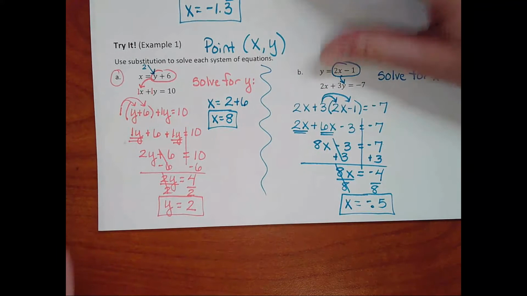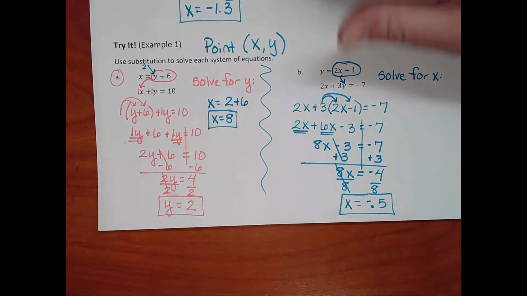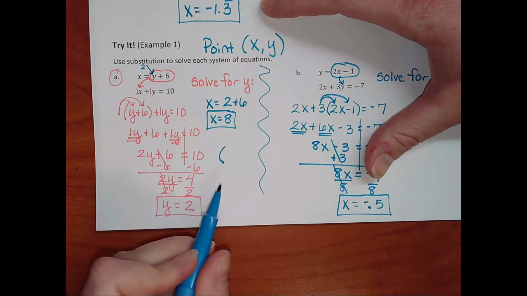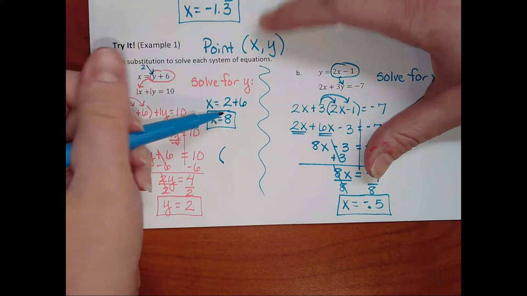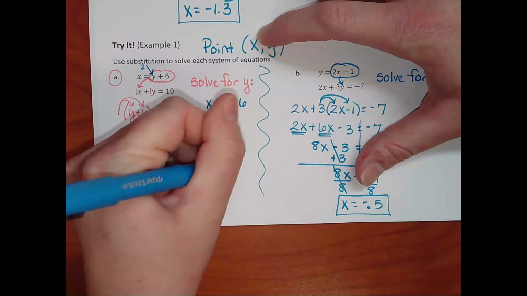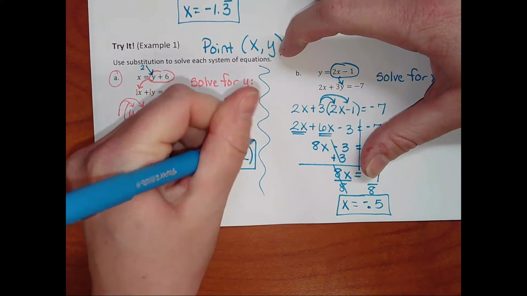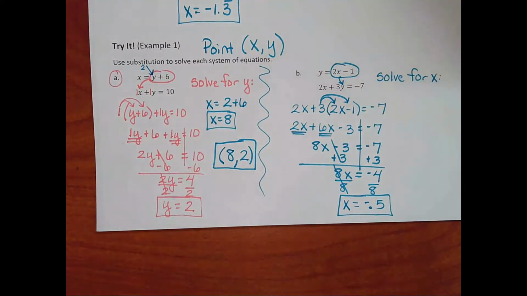When you write your answers, or when you type your answers into GoFormative, you're going to have to put them in as a coordinate: parenthesis, x, comma, y. No spacing, just x, comma, y. And that's it. Like I said, yesterday you did the hard work.